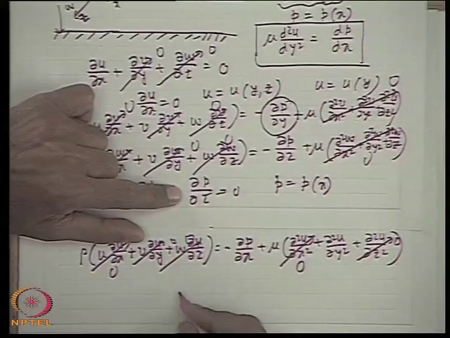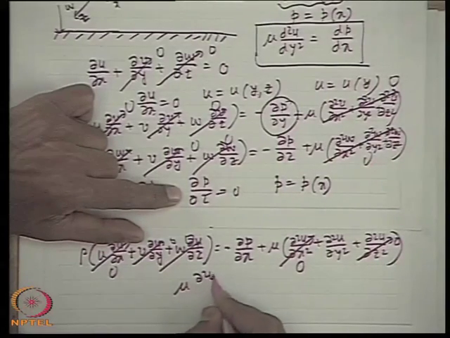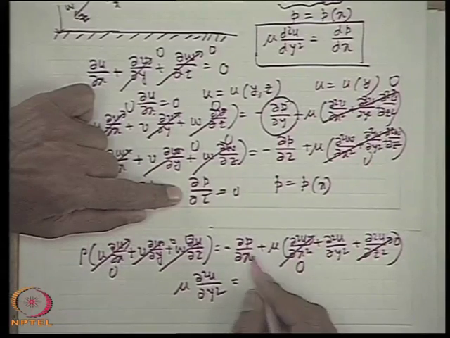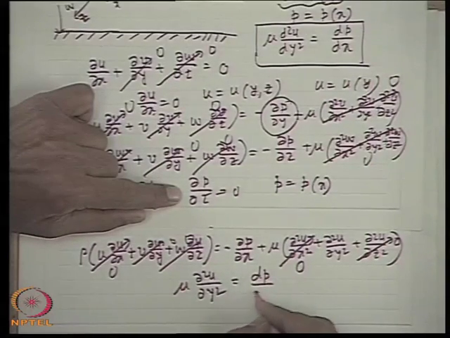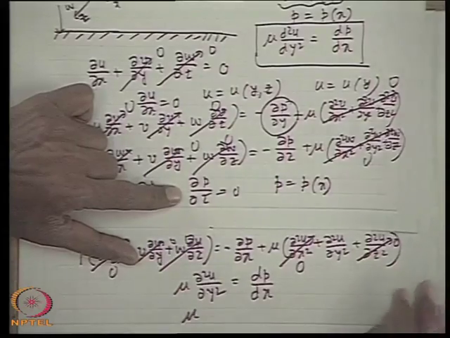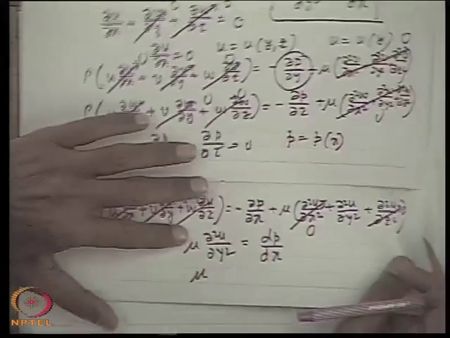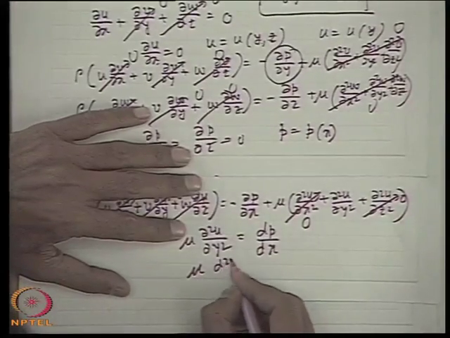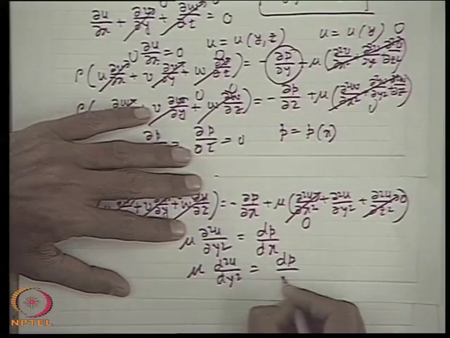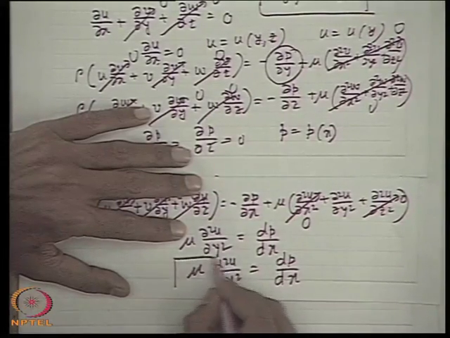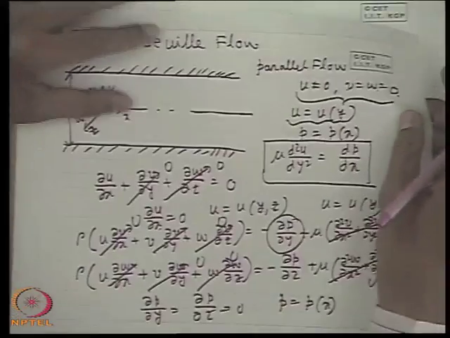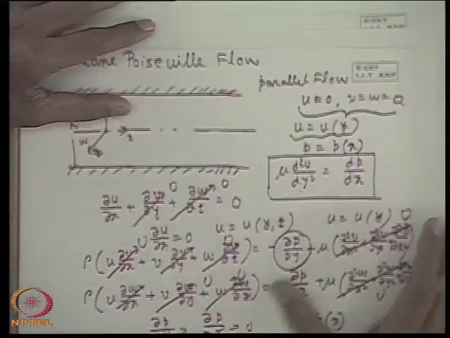So, from here we get mu d square u by dy square. Now, p is a function of x only, so we can write it dp/dx, and u is a function of y only, so we can write mu d square u by dy square is equal to dp/dx. That means this is the equation for any parallel flow where only one component of velocity exists.